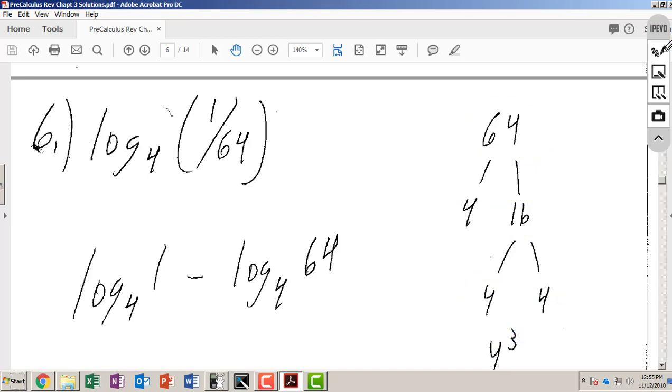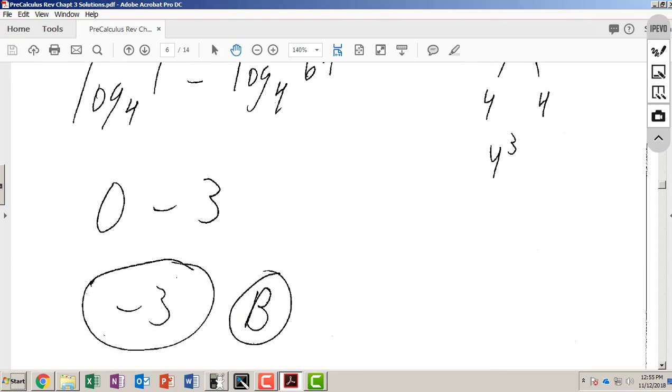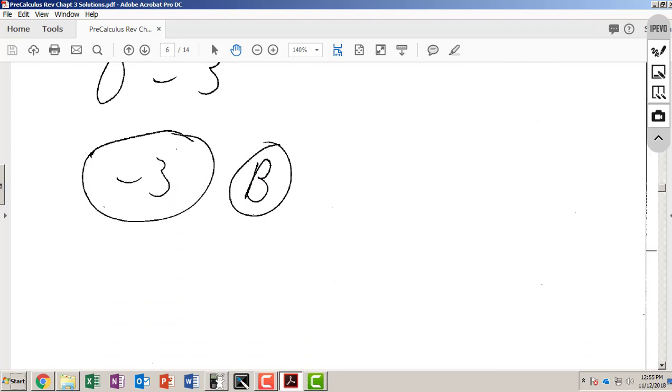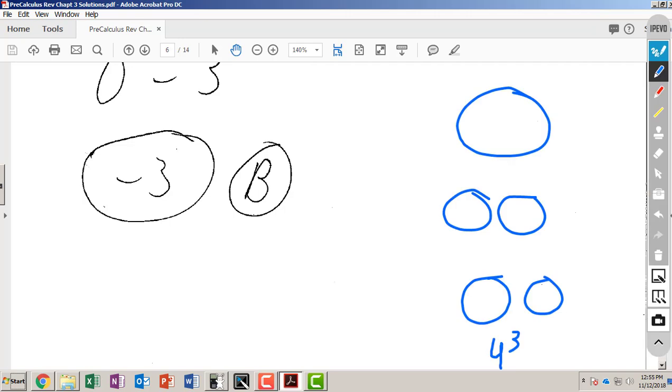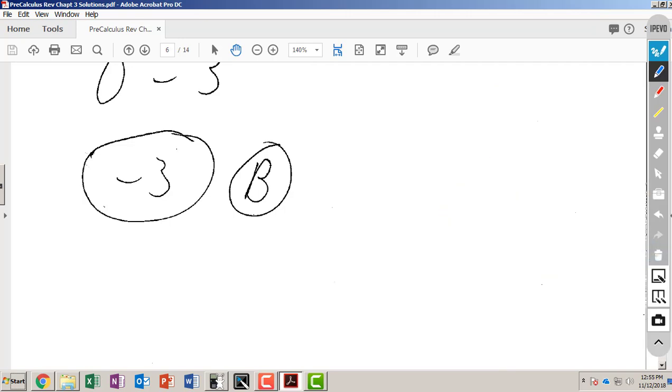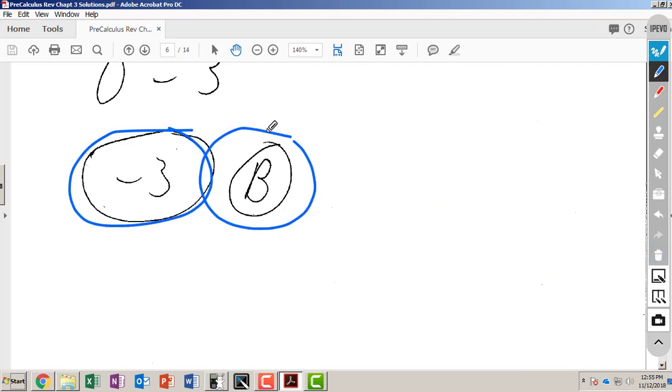So that's one way that you can figure out what power is equal to 64 when you have your base of 4. You can do what's called a base tree if you can't remember that. And then you can go ahead and find your answer. So the answer to that one is going to be negative 3. So that answer is B.